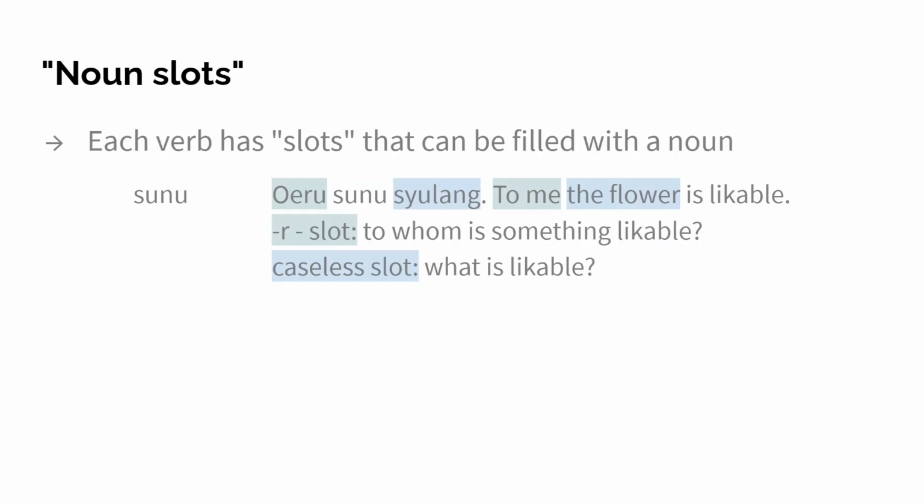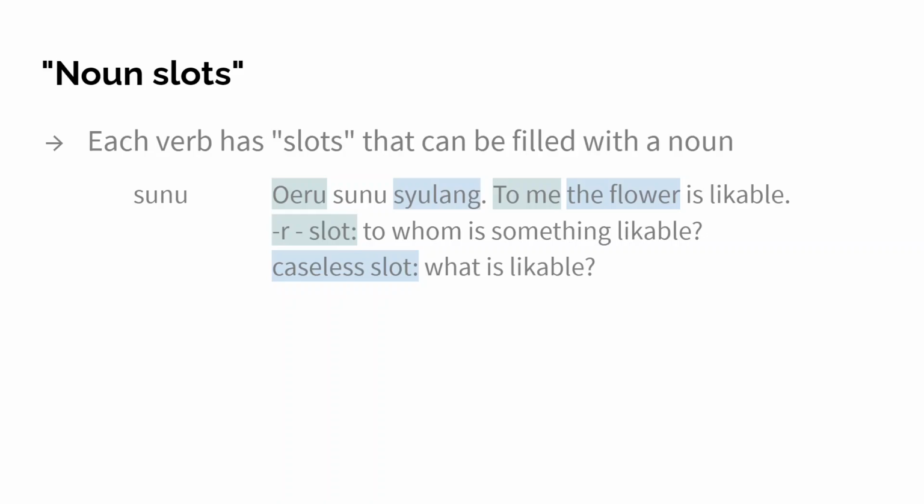So basically we have one slot for the ru ending, to whom is something likable, so that slot is filled with the person who likes something. And we have a slot without any case ending, the cases slot I called it here. In this case we have the siulang in there, what is likable.